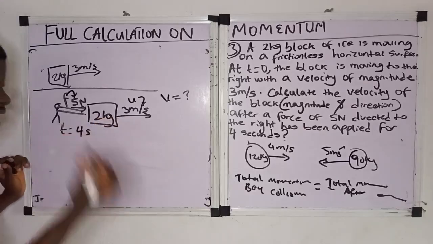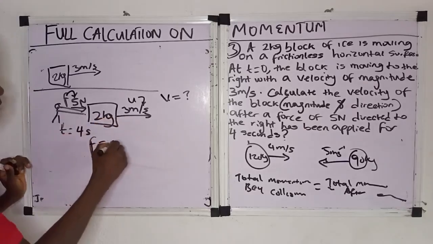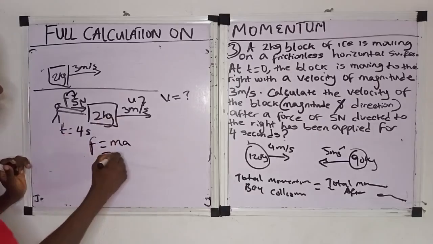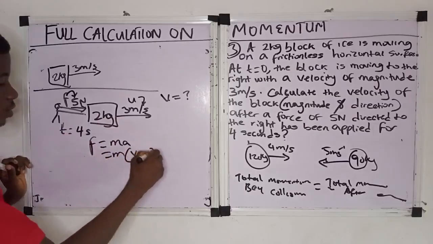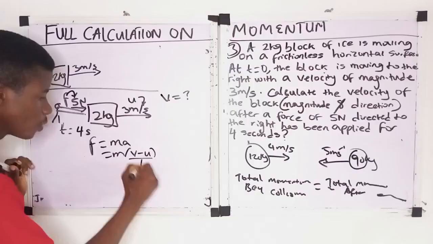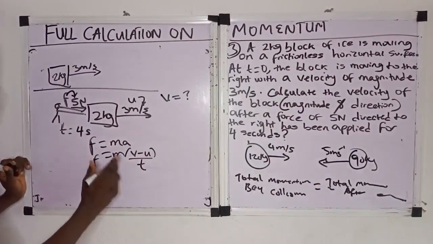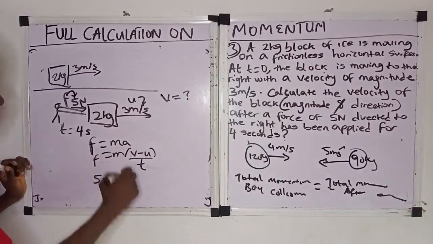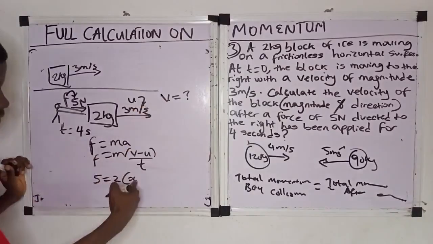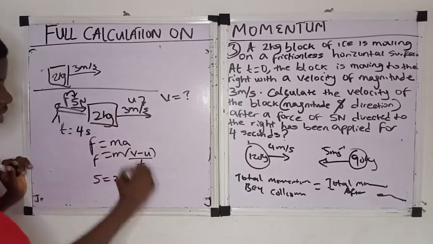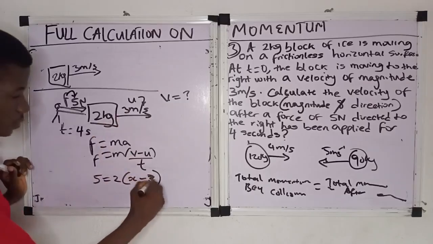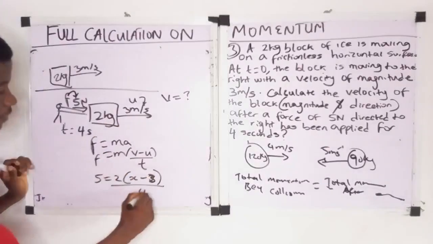It's very easy. According to the second law of motion, F equals ma. Remember, acceleration is equal to (v minus u) over t, right? Yes. So the force is 5, the mass of the block is 2, this is the v we are looking for, minus the initial velocity of 3, and the time is 4 seconds, right?